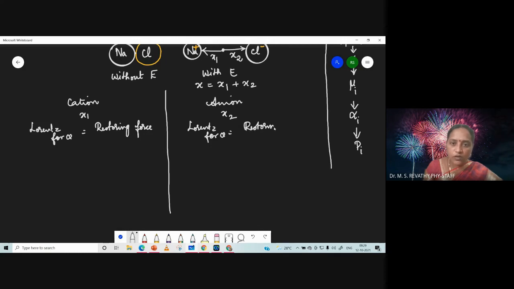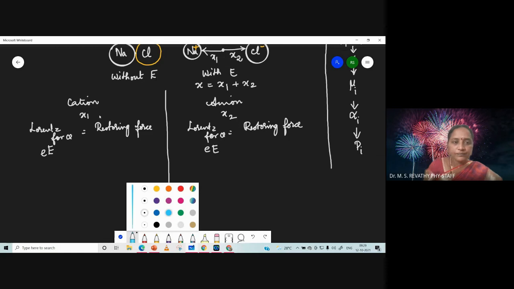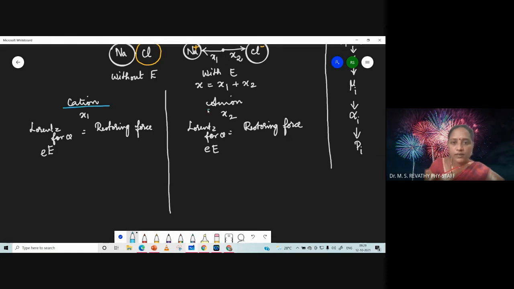In Hooke's law, you would have studied this restoring force. The Lorentz force, you know, is a force acting on a charge. So E into capital E. Here also, E into capital E. So this is cation, this is anion. Now this will be equal to the restoring force, so we have to give an equation for restoring force. According to Hooke's law, you remember this equation.